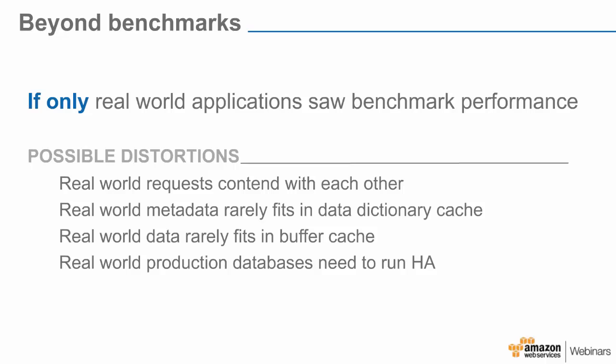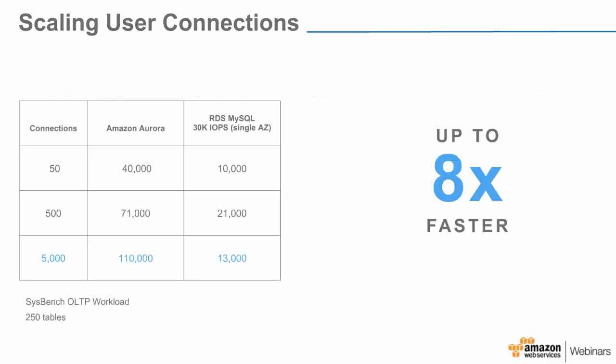5.6. So here we're looking at user connection scaling, going up from 50 to 5,000 connections using Aurora. And as you expect, we're seeing increased throughput because Aurora is very much about trying to generate higher throughput. Here we're using the OLTP workload from Sysbench, which has a fair bit of contention baked into it with 250 tables.